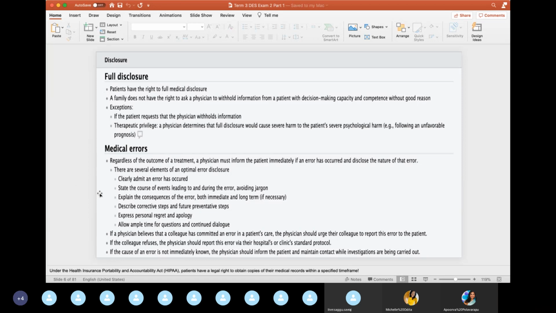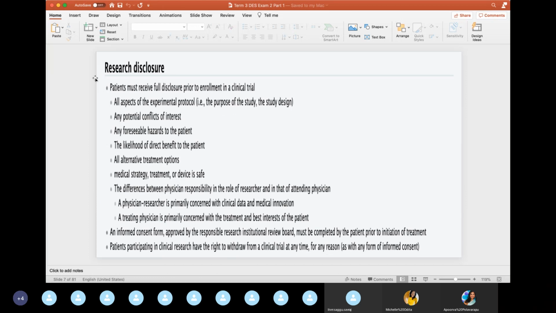Now, in terms of research, we need to fully disclose to the patient if they're going to go into a clinical trial. Everything: purpose of the study, study design, potential conflicts of interest, hazards, all of those things. You also need to disclose if you have conflicting interests to the patient. If you're receiving something if they enroll your patient into the clinical trial, you need to disclose, okay, I'm going to receive 10% of the cash or something. You need to disclose that.